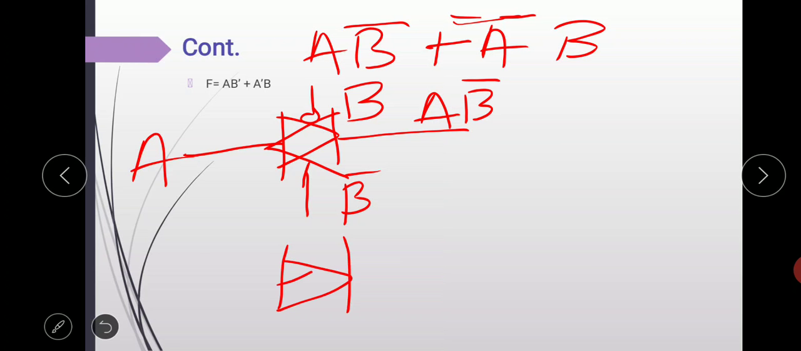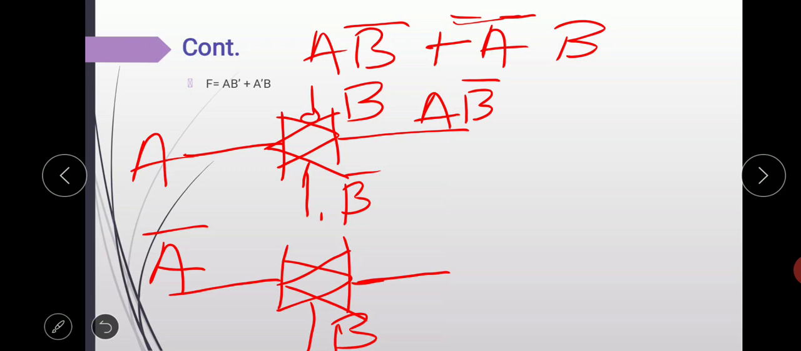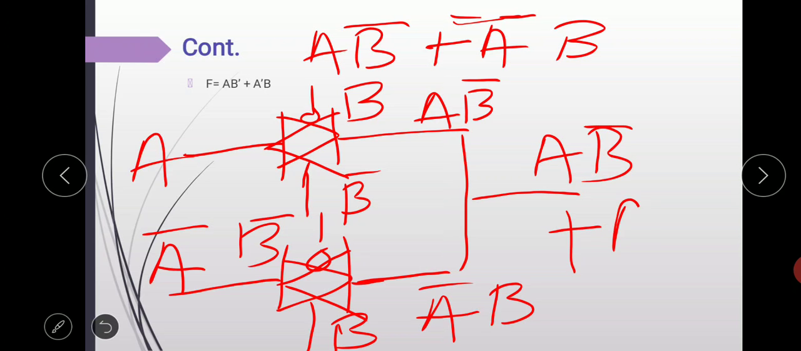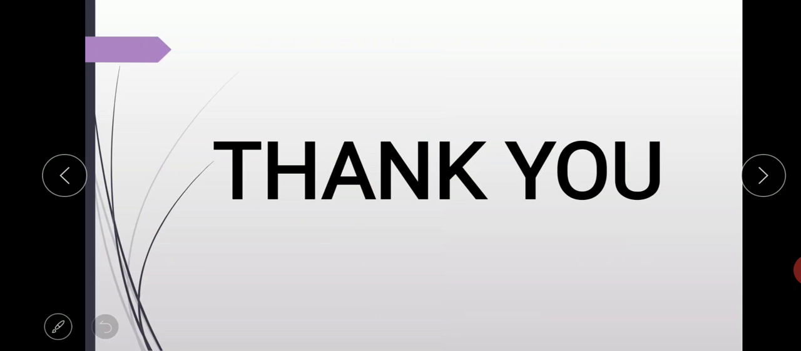And another transmission gate is taken for the other term. So here we take A bar and here we take B. So here we take B complement. So at the output we get A bar B. When we combine this, at the output we get A B bar plus A bar B. Okay, it is very easy. So this is all about today's class. Thank you.